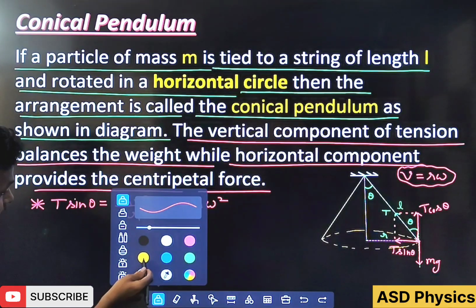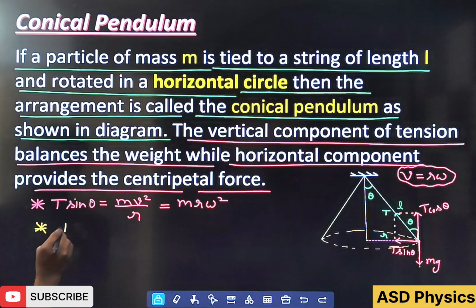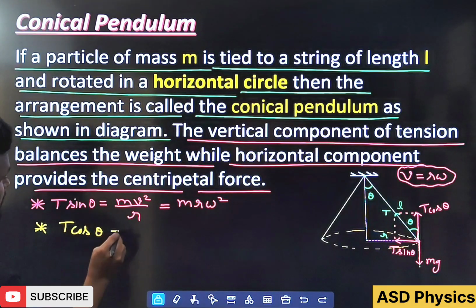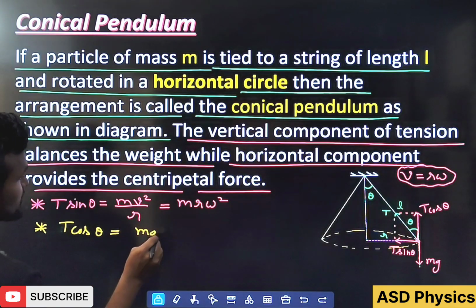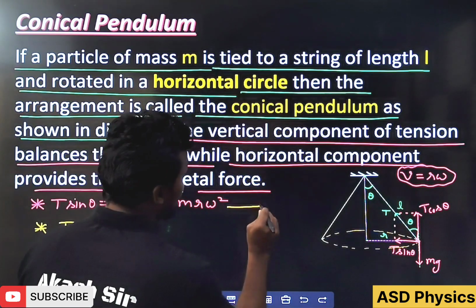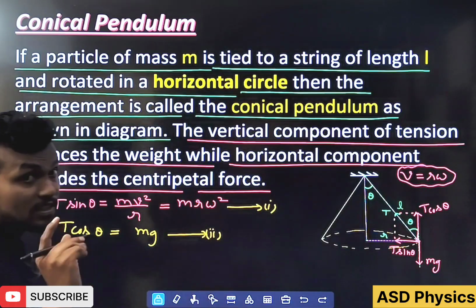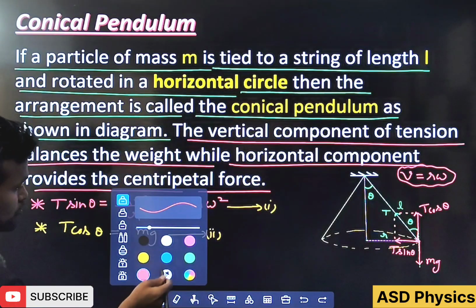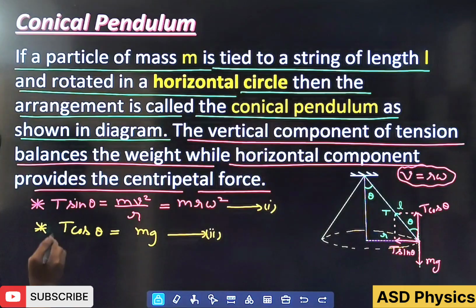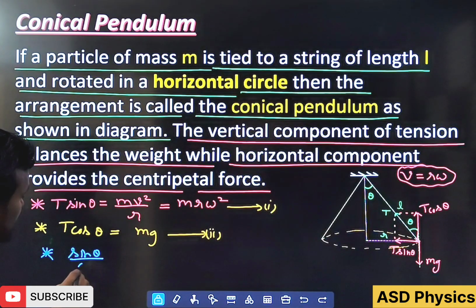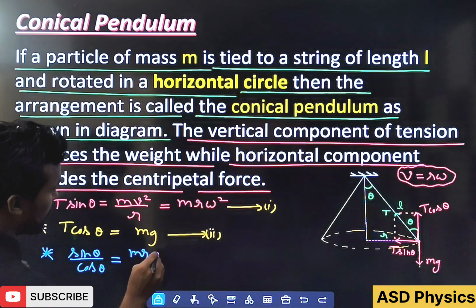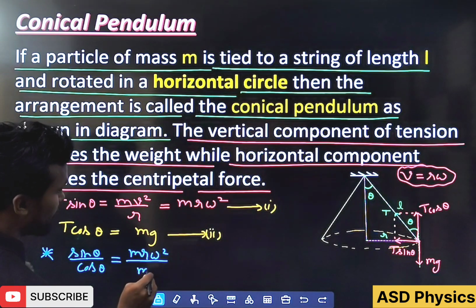Next, if I write the vertical component, this will become T cos theta is equal to mg. Okay, so this is my equation 1, this is equation 2, because we have to calculate the time period of this particle. So if I divide both these equations, kindly see here, sin theta by cos theta is equal to m r omega square by mg.